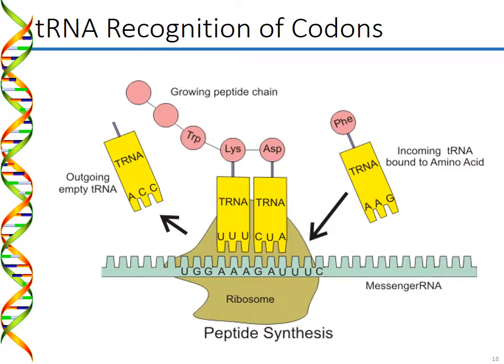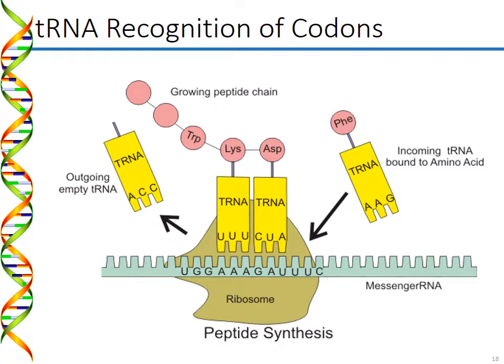Here we see an even simpler representation of the tRNA molecules. At the top you have the amino acid binding sites, and at the bottom of each you have their respective anticodons. The outgoing empty tRNA has the anticodon ACC, and that was bound previously to the UGG codon on the mRNA, and now that it has already donated its tryptophan amino acid, the tRNA molecule is displaced.